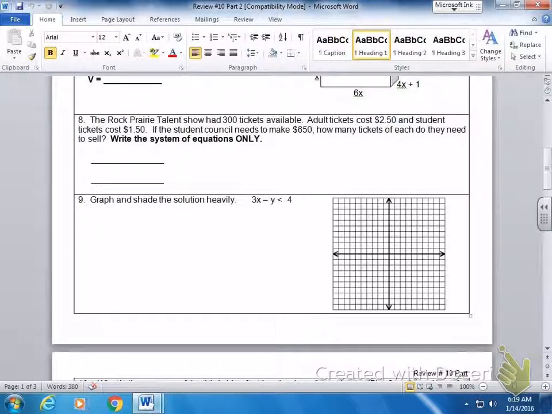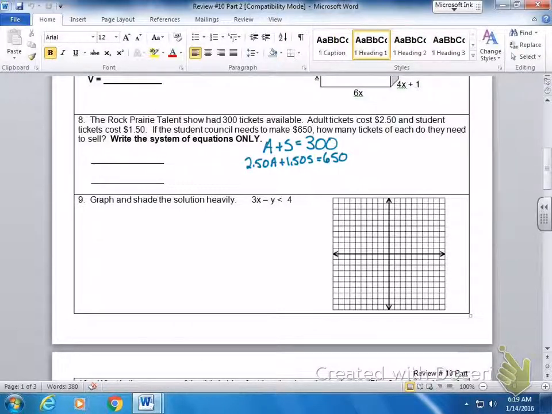So I know that they're going to sell 300 tickets between adults and students. So what I'm going to do is say the number of adult tickets plus the number of student tickets is going to equal 300. So there's my first equation. Now I also know the cost, and I don't know exactly how many people are going to come, but I know each adult ticket costs $250. So if I take $250 times the number of adults, I'll get that cost. I know student tickets are $1.50. So $1.50 times the number of students gives me that cost. I also know we want to make $650. Guys, there's your system. We've done a bunch of those. Be careful, it shouldn't be that bad.